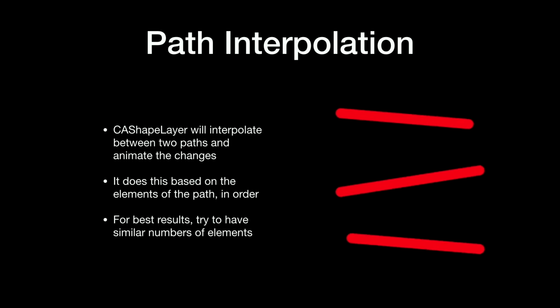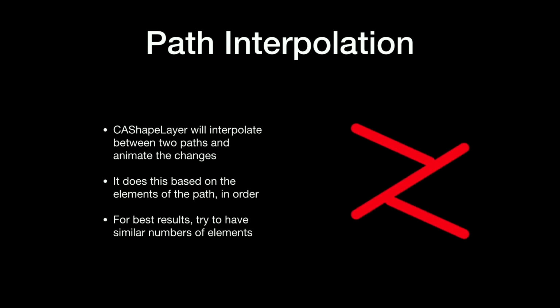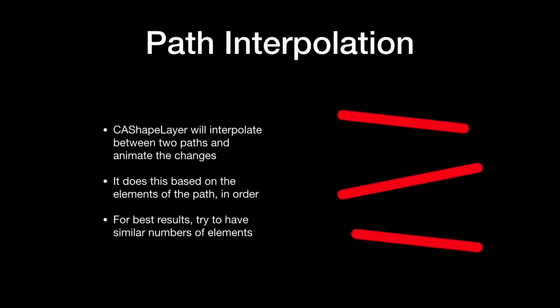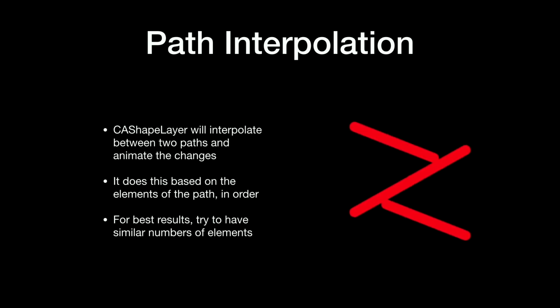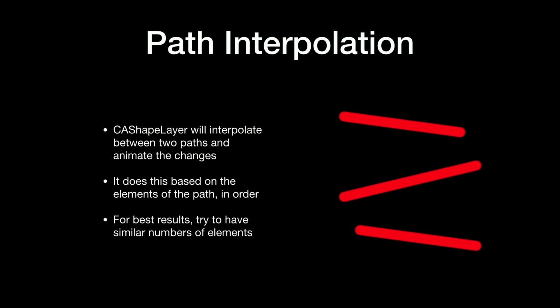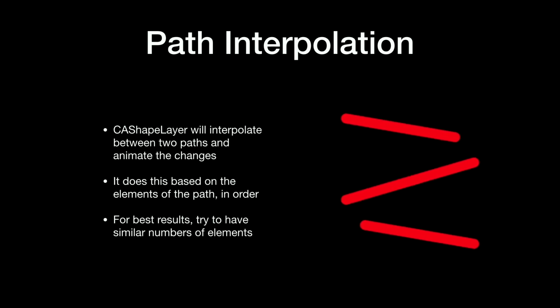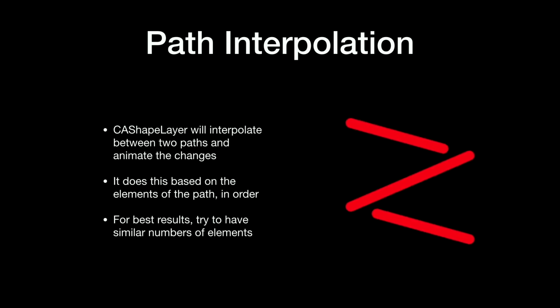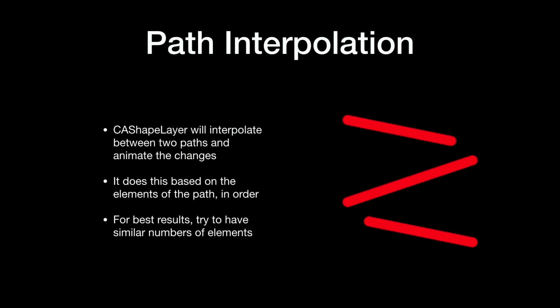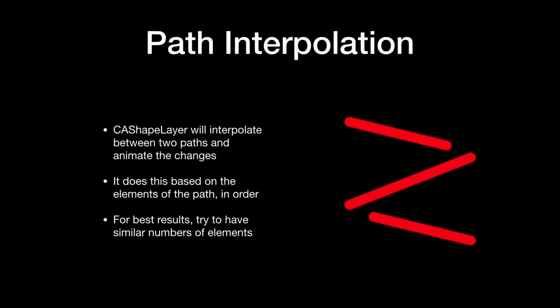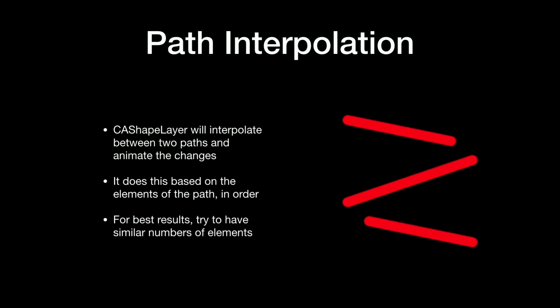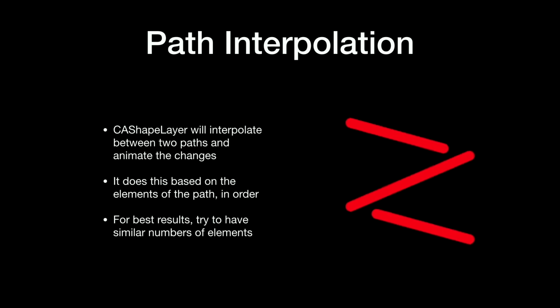It does the interpolation based on the elements of the path that exist. It can do the best job for you if there are similar numbers of elements between the two paths. So it tends to struggle if you're doing things like going from curves to straight lines, because it can't tell at which point the curve should become the straight line. And you can actually get quite a lot of control over the nature of the animation by being careful about how you construct the path.